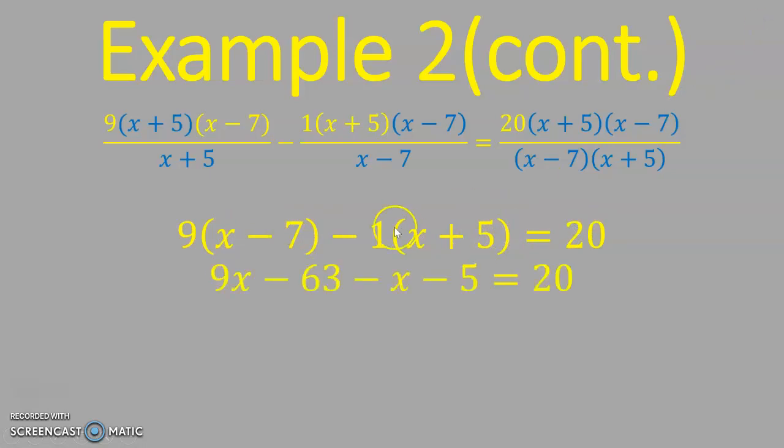I distribute. Just be careful with that negative 5. Combine like terms, 9x minus x, negative 63 minus 68. Add 68 to both sides and finally divide to get 11.